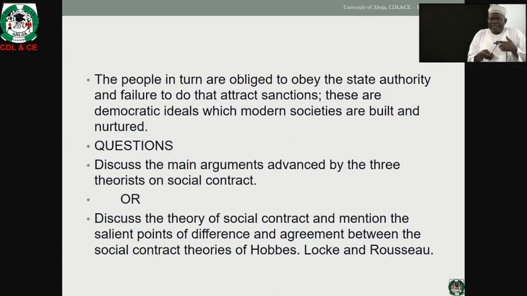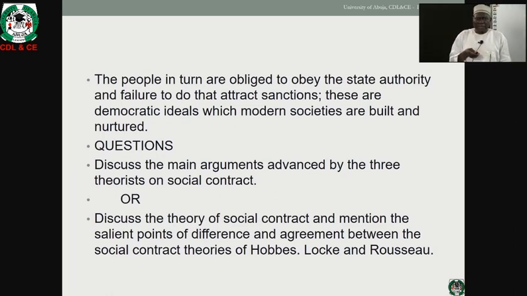So no matter the perspective from which you see social contract, it will remain to be so. It will remain an important concept in political science that you are bound to refer to at any given time. You feel that government has a responsibility to you, and you also have a responsibility to government.